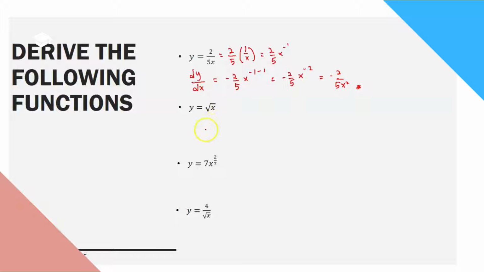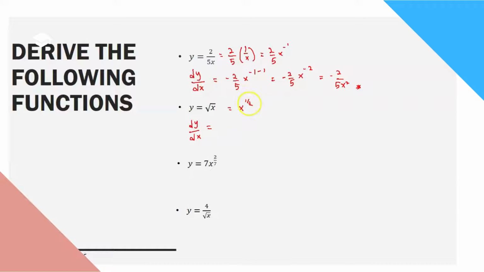Alright, let's take a look at the second question. We have y equal to the square root of x. Again, we need to change the index of x. So x will be x to the power of 1 over 2. Now we can simply differentiate the function of y with respect to x.